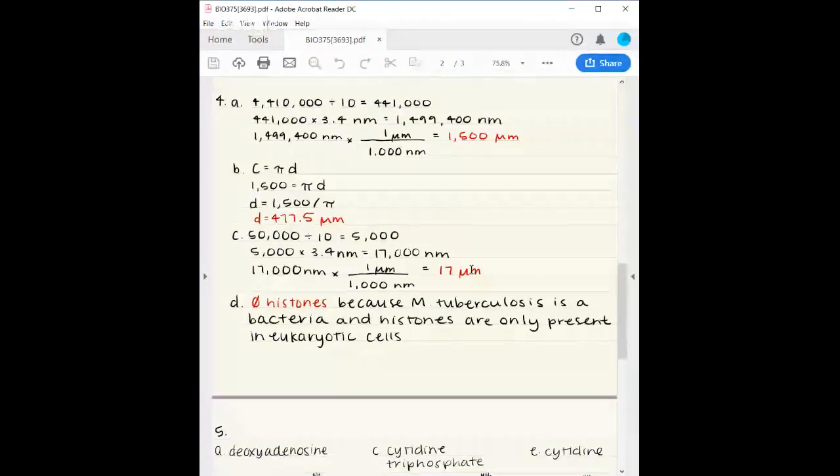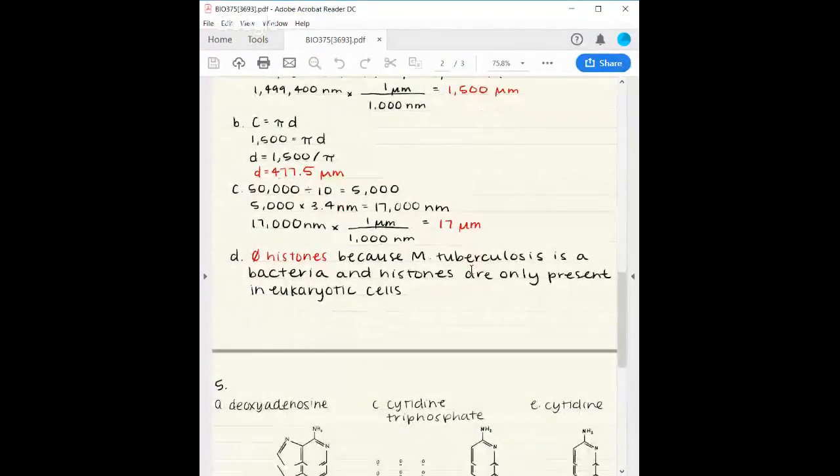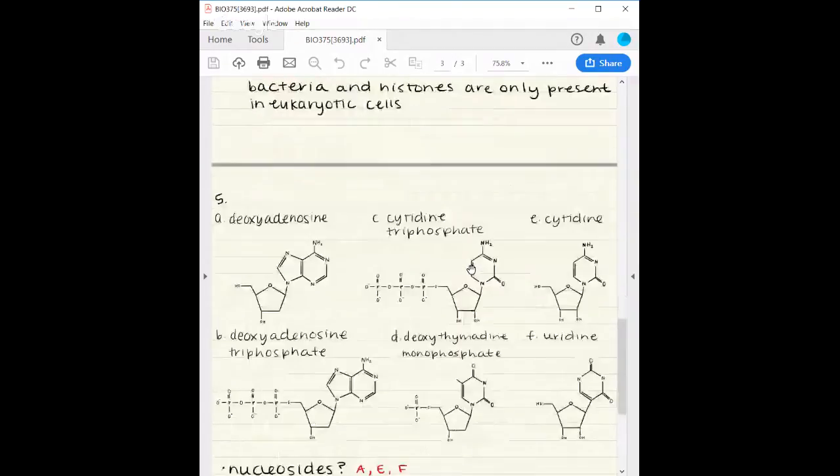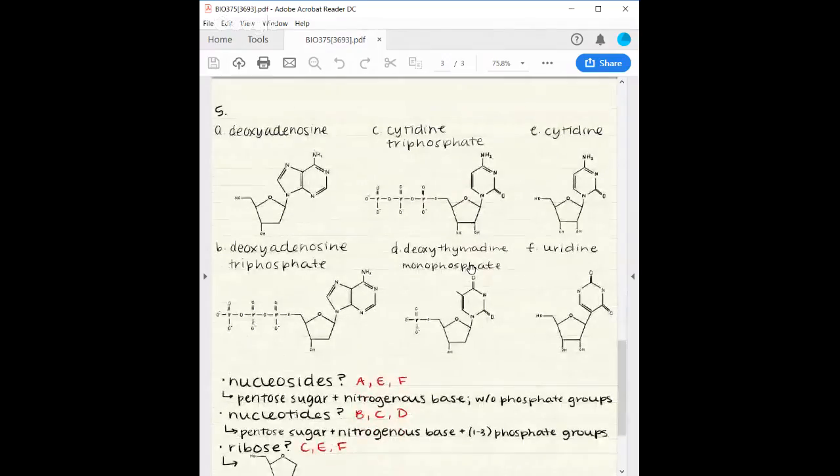And then for D, it asks how many histones are found attached to the bacterial chromosome, and the answer was 0, because it's a bacteria and histones are only present in eukaryotic cells. And then for 5, we were given these 6 different structures, and I went ahead and showed my process.